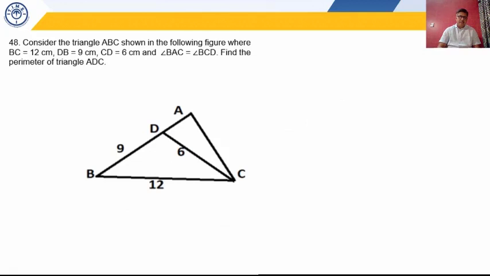Next one is again a question based upon similarity of triangle. Consider the triangle ABC where BC is 12. DB is 9. BC is 12. CD is 6. And angle BAC is equal to angle BCD. Can I say this angle is equal to this angle?